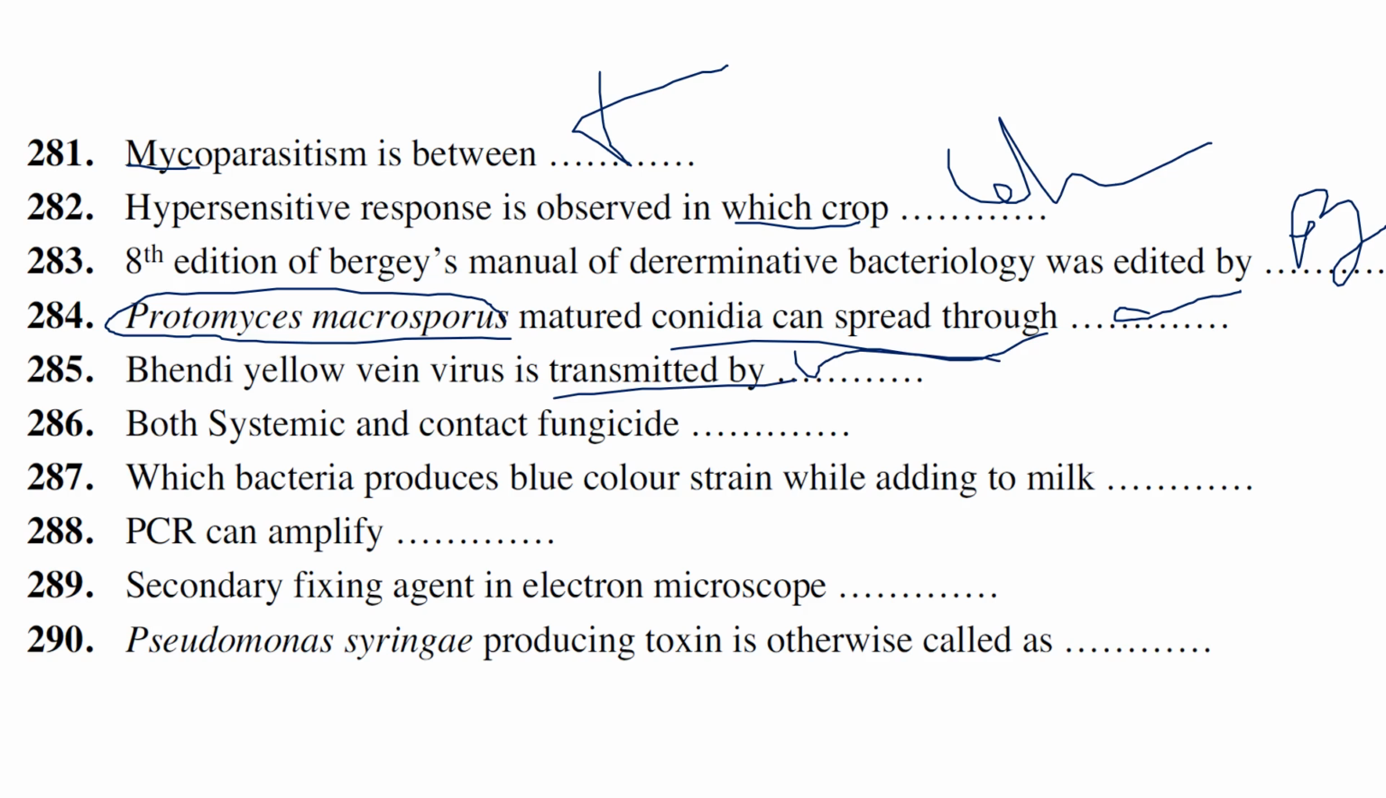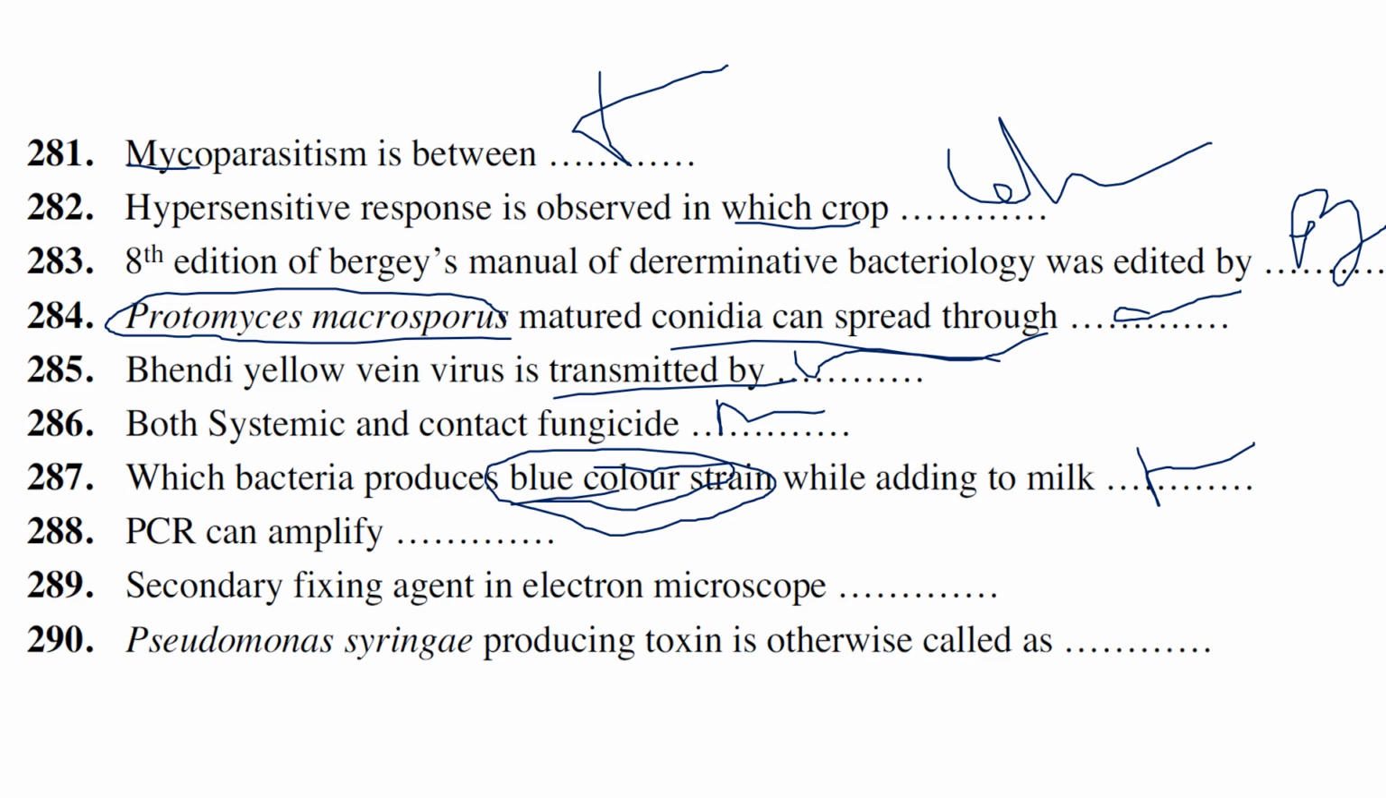Bhendi yellow vein mosaic virus is transmitted by whiteflies. For both systemic and contact fungicide, you can take an example of fosetyl-aluminium or metalaxyl. Which bacteria produces a blue color stain when added to milk? There is a bacteria called Pseudomonas syncyanea, which produces a blue color stain when added to milk. There are a couple of bacteria which produce blue, red; for example, red Serratia marcescens, blue Pseudomonas syncyanea. We have discussed that in detail already in the bacteriology section.